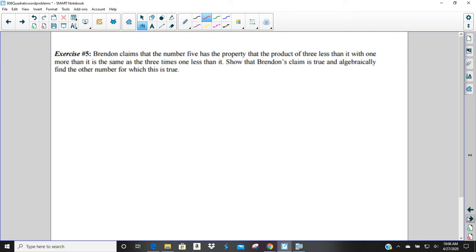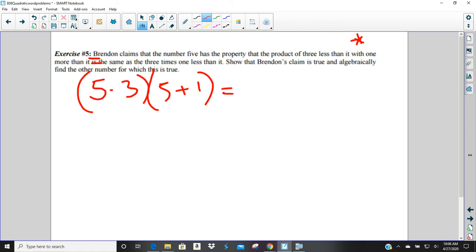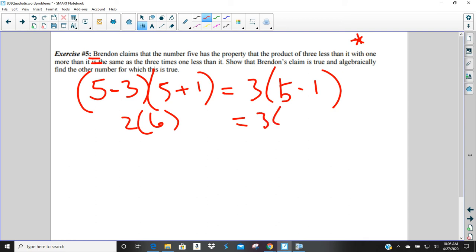So we're going to do 5. The product of 3 less than it, with, the with is the times, 1 more than it. This problem is really kind of weird. That equals, is the same as 3 times 1 less than it. So 3 times 5 minus 1. They say that that's the same. Okay, let's just confirm it's the same. So we get 2 times 6, and we get here 3 times 4. So we get 12 equals 12, so they are correct.